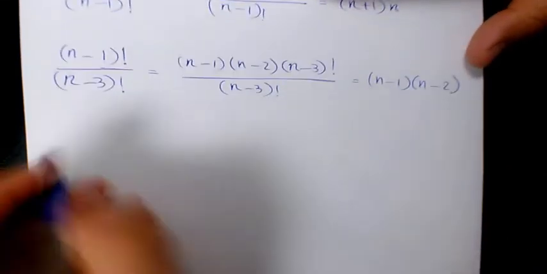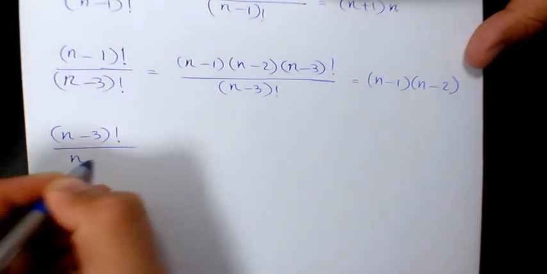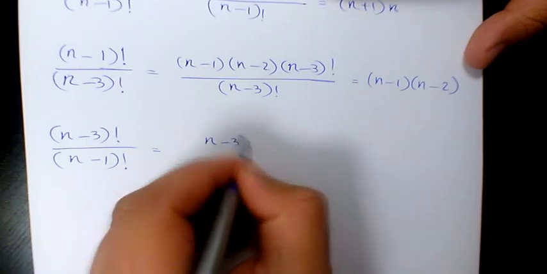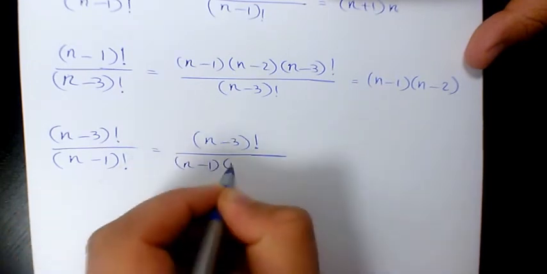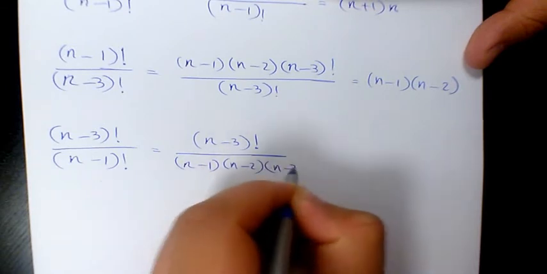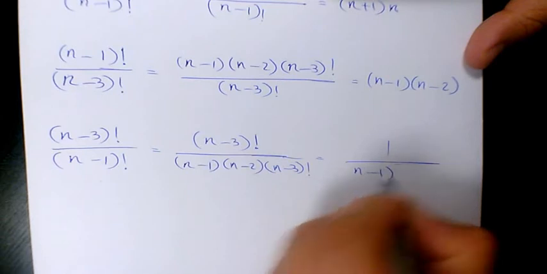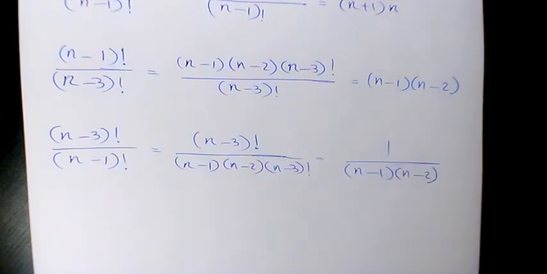Next one, (n-3)! divided by (n-1)!. In that case, I'm going to say (n-3)! divided by (n-1) times (n-2) times (n-3)!, which is going to be 1 over (n-1) times (n-2). That's going to be the answer.